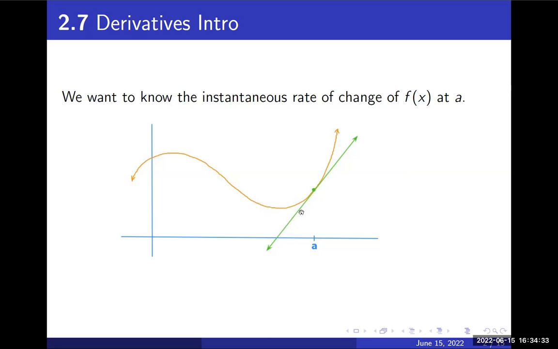Here, it only passes through, it only touches f of x just at that one point, and it kind of just grazes by, barely touches it right there, and then keeps moving on. The idea is that this green line right at that moment is moving in the same direction as f of x, even though f of x continues to curve away. Right at that moment, the orange line is almost like pointed in this direction.